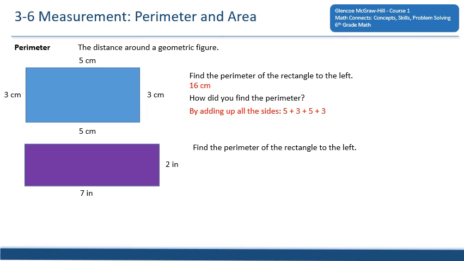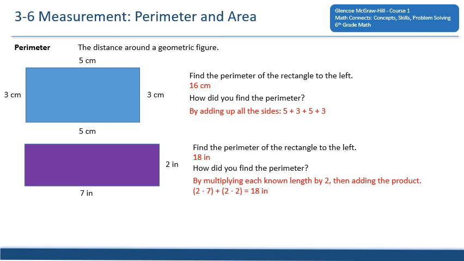Find the perimeter of the rectangle to the left. 18 inches. How did you find the perimeter? By multiplying each known length by 2, then adding the products. So 2 times 7 plus 2 times 2 equals 18 inches.